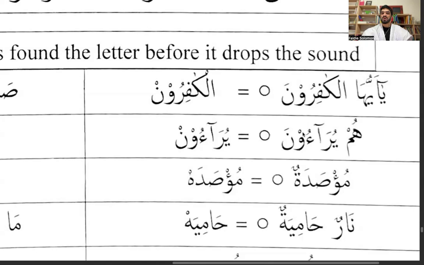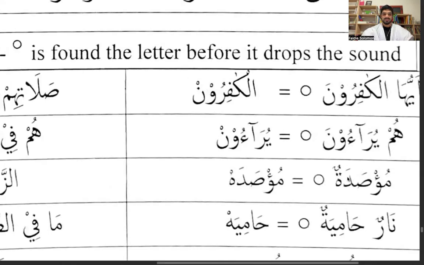The hamza with u, but there's a waw and sukun after the u. We're going to say u, and then it's not saying na because this is a stop. We're going to just recite the na with no sound. Hum yura'un. Hum yura'un.